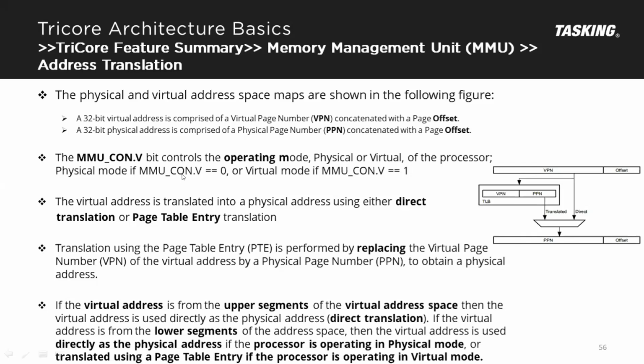I can control whether the processor works in virtual mode or physical mode using this V bit inside the register called MMU_CON. So this is where I have control over whether the processor works in virtual mode or not.